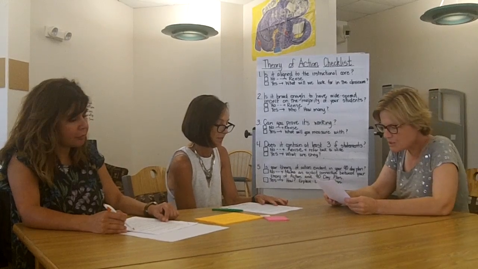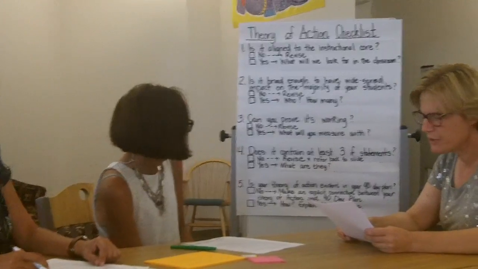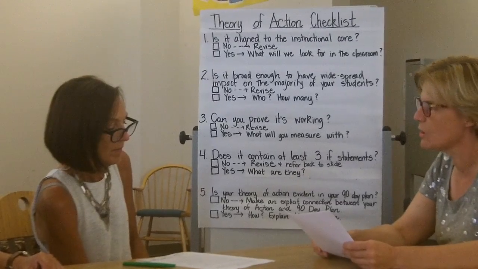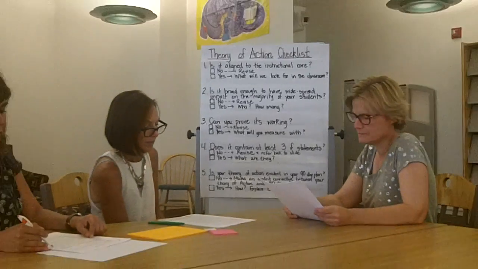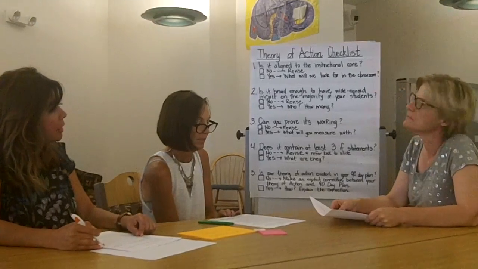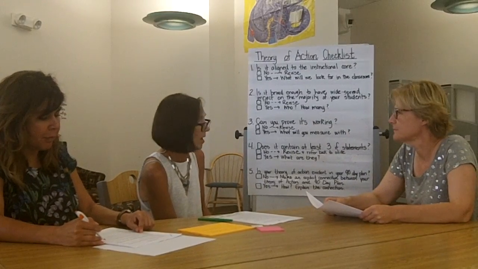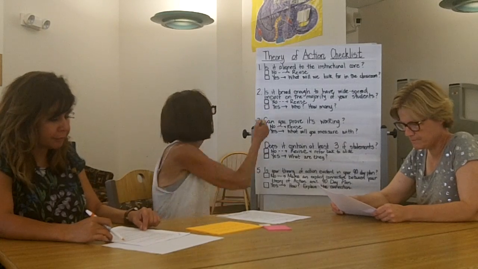Okay, I'll start. Number 1, LaDawn, is your theory of action aligned to the instructional core? Before you answer, keep in mind that in order to answer yes, you have to be able to name what the look-fors are in the classroom. Well, based on that, I have a good start, but I'll have to answer no, and I'll have to further develop my theory of action because I don't have the classroom look-fors. So you know that's an area you need to further develop. Mark it no, and then let's keep going.